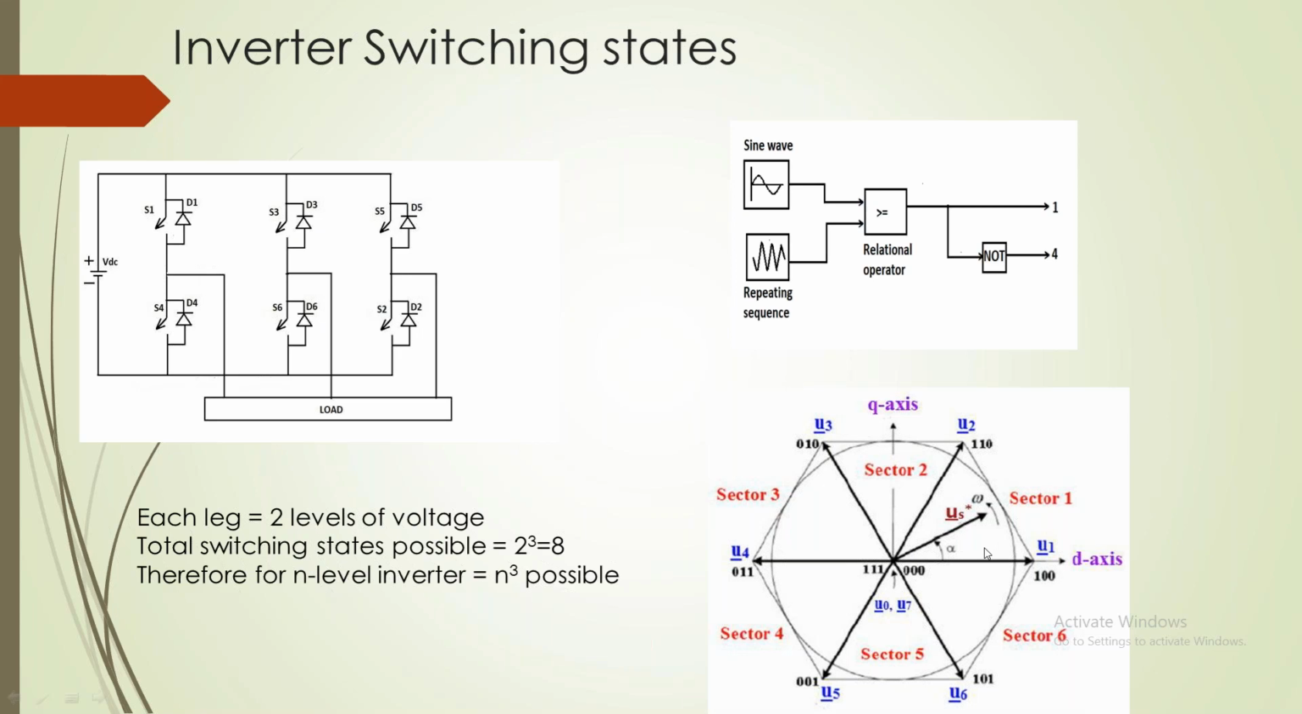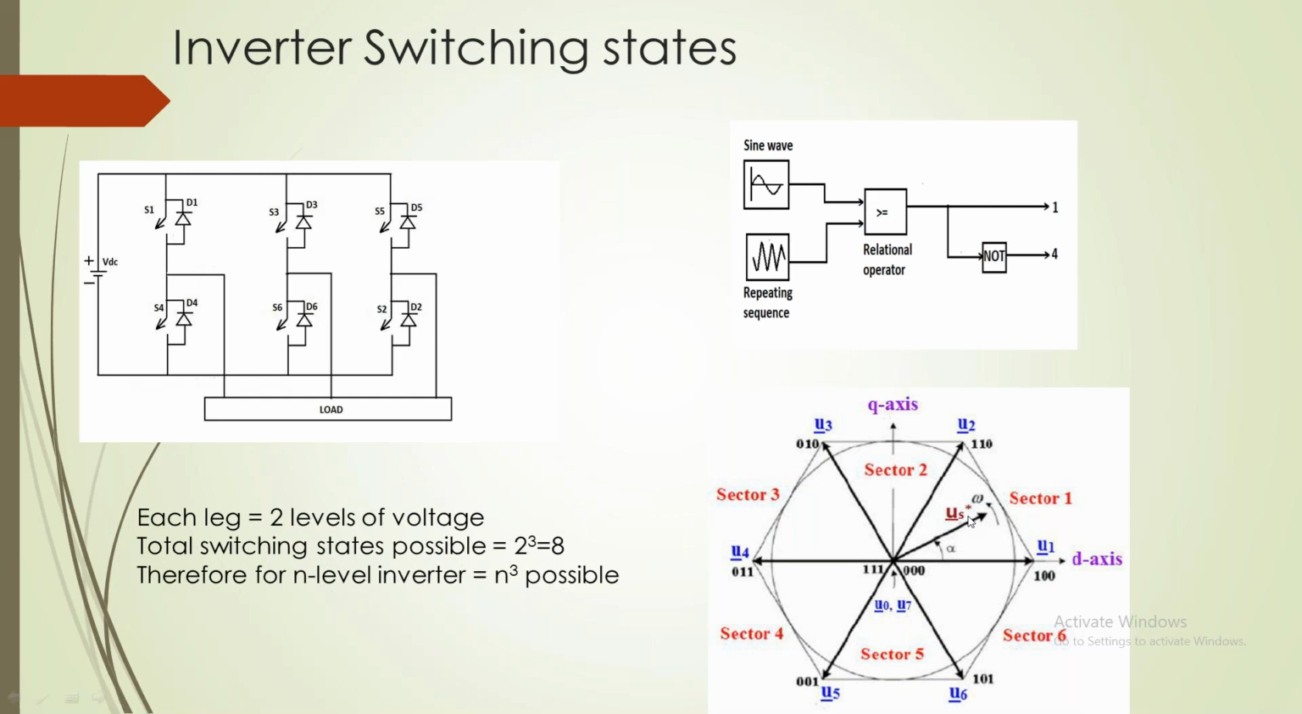But I have to go for a greater number of samples, because I have only two switching states in a single sector, right? So I have to go for more samples, which increases the switching frequency, and thereby the losses, stress, etc. go high. So these are the fundamental reasons why the two-level inverter is failing, right?